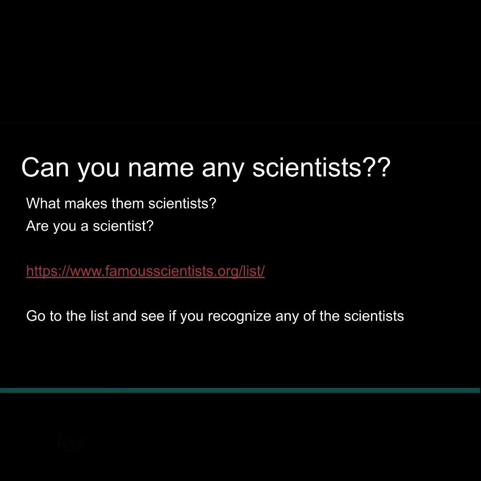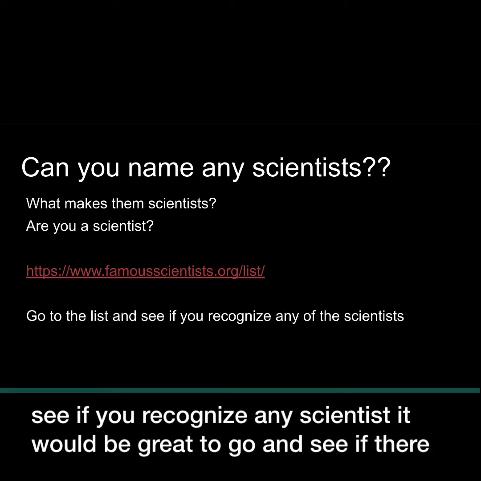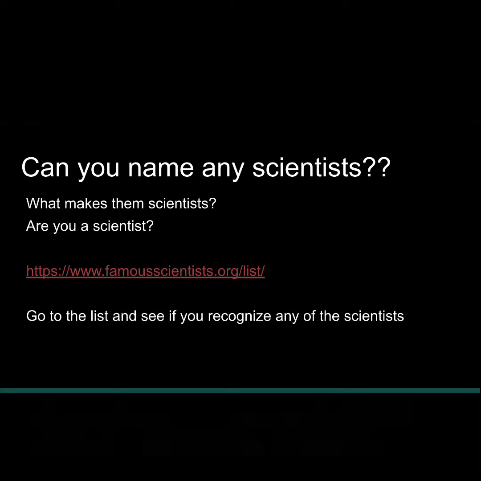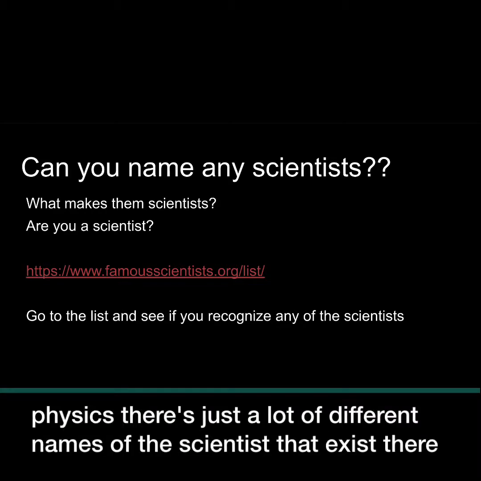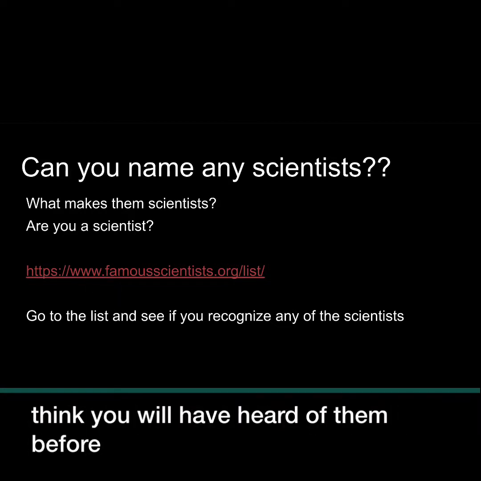And you can click on the link about famous scientists and look at those and see if you recognize any scientists. It would be great to go and see if there are any. There's a huge list, A through Z, in all sorts of areas: biology, chemistry, physics. There's just a lot of different names of the scientists that exist there, and see if you do recognize any of them. But we are going to go through a couple that you may or may not recognize, but when you put the name with the face, I think you will have heard of them before.